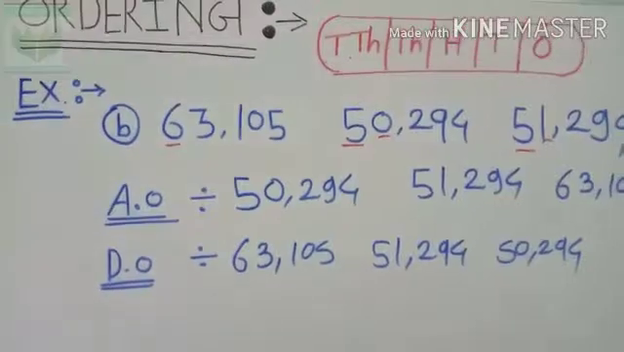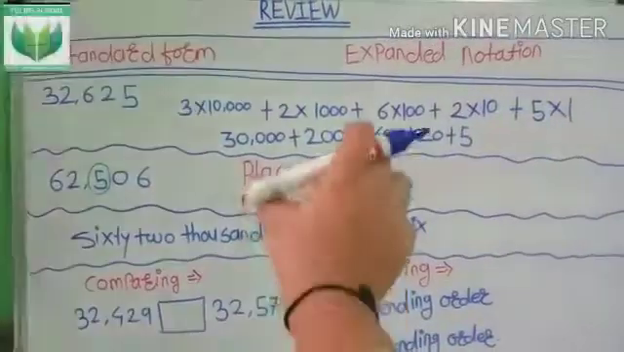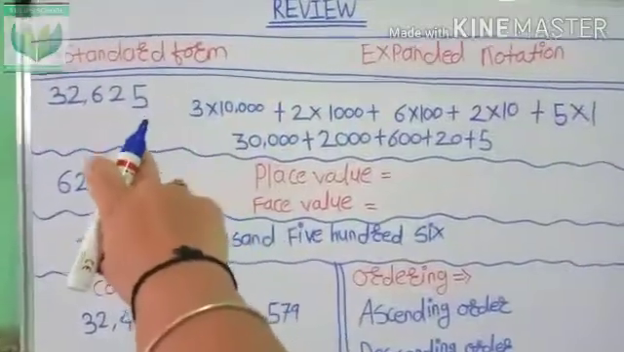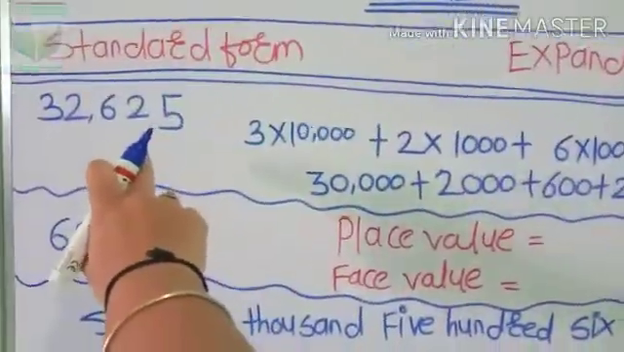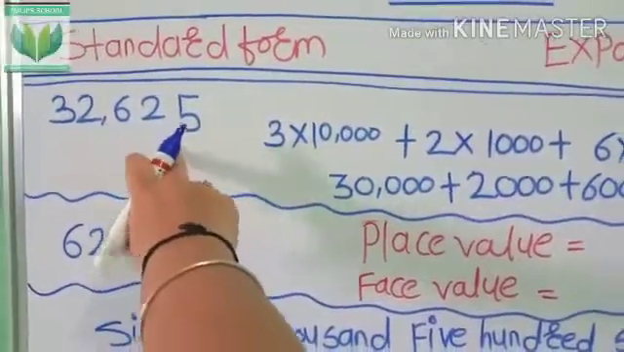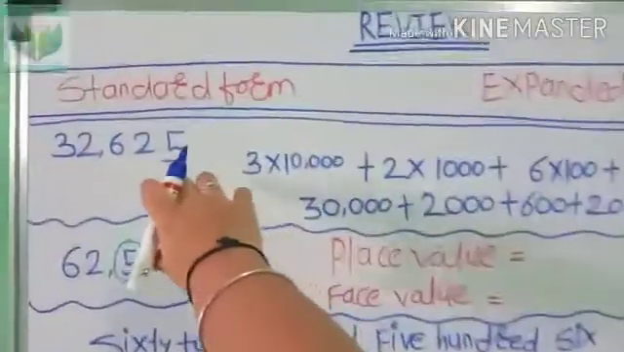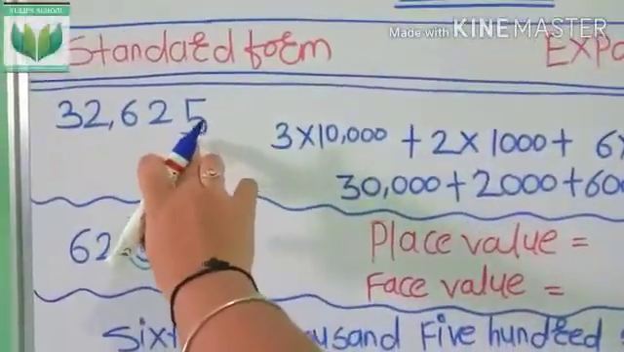Okay. Review. What have we learned? Standard form. This number is called the standard form. 32,625, this is called the standard form. This standard form we have to convert into expanded notation. First we know about the place value.